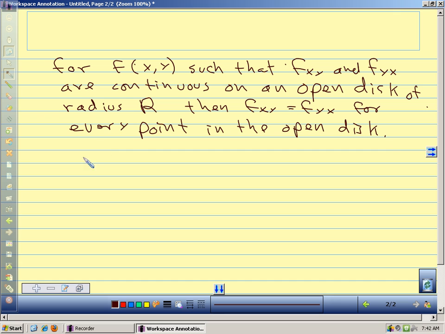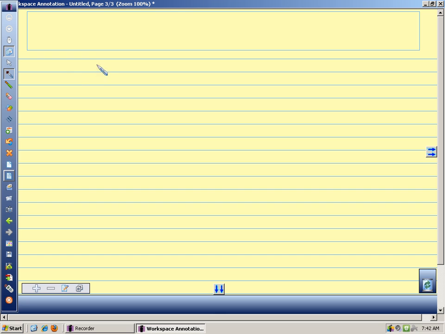So let's do a couple of examples calculating some mixed partials. Anybody have questions before we move on? Okay. So we'll just do some examples. This is pretty straightforward. Just want to get some practice working with these.